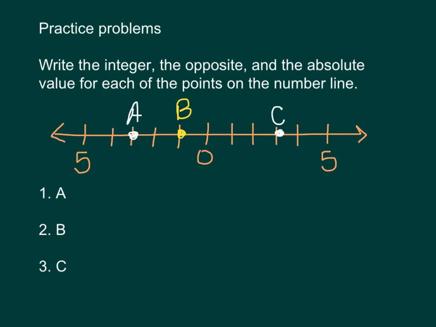All right, you have 3 practice problems. You have to tell me the integer, the opposite, and the absolute value for A, B, and C. Don't forget a word problem or a question, and rate your understanding.